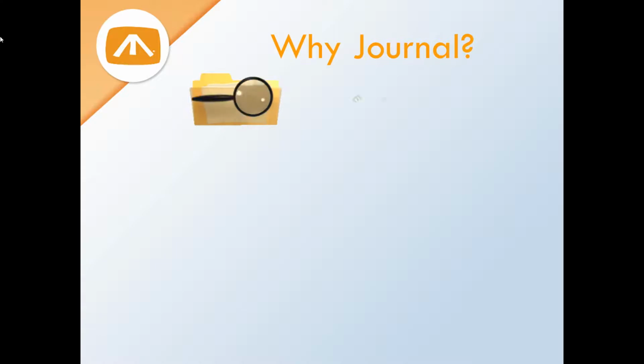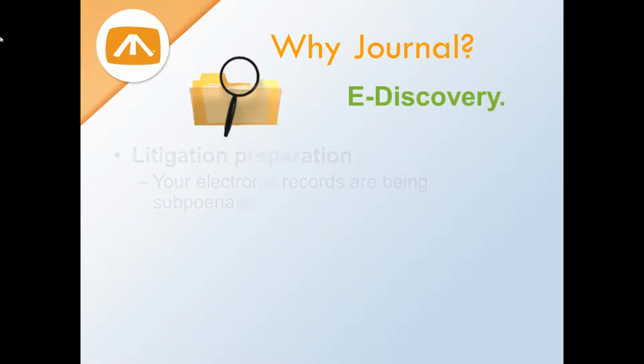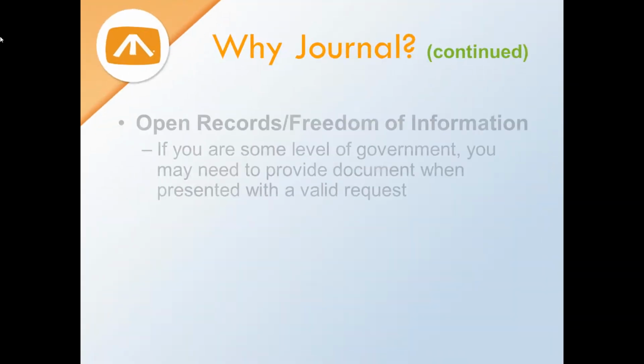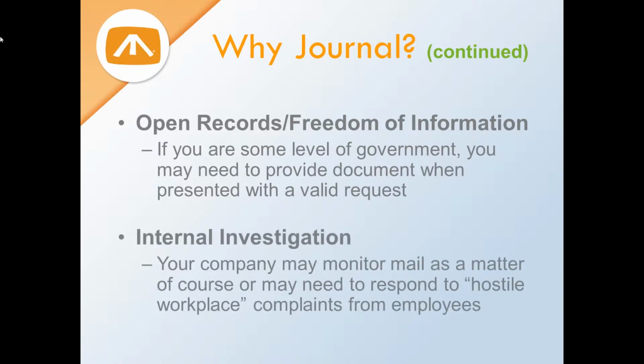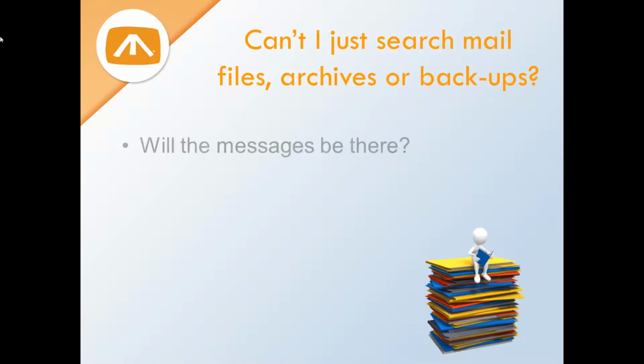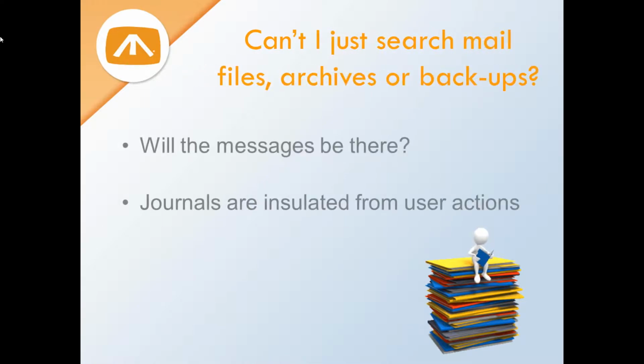The reasons for journaling are usually connected with electronic discovery. For example, because of litigation preparation, regulatory compliance, open records legislation, or internal investigations. You may want to perform your e-discovery without journaling by simply searching the mail files directly, but use caution. Mail owners can delete messages they receive or never save the ones that they sent. Whereas with journaling, you will always have a copy of those messages for later e-discovery.